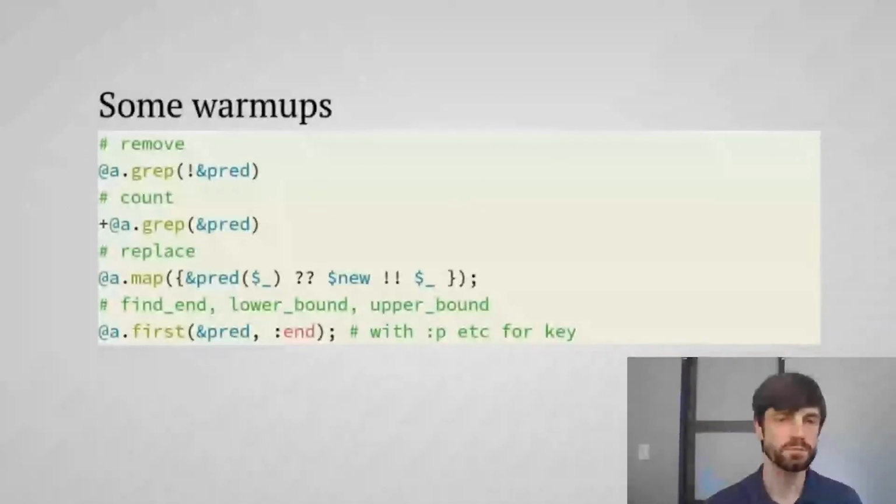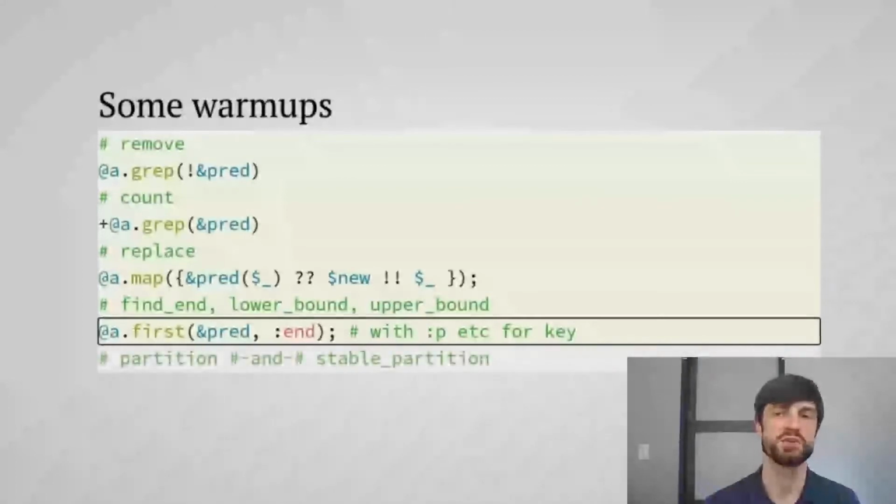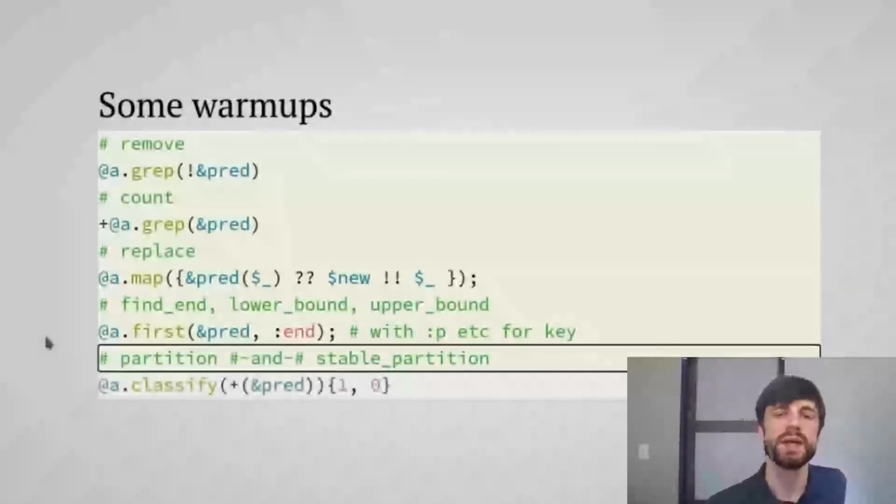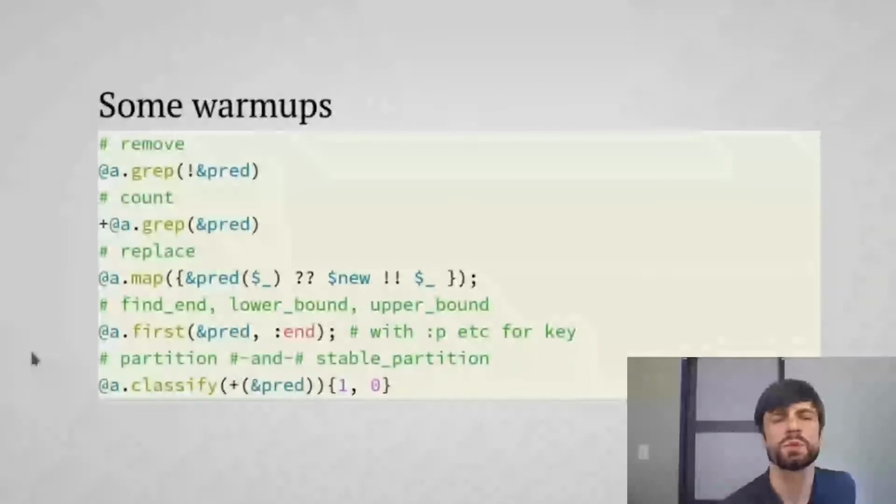And then last and most difficult of this sort of easy batch is partition. And like with sort, Raku is going to have everything be stable by default, so we don't have to distinguish between partition and stable partition. But to implement partition, what we do is we use the classify method and pass it whatever predicate we want and then cast that to a number.